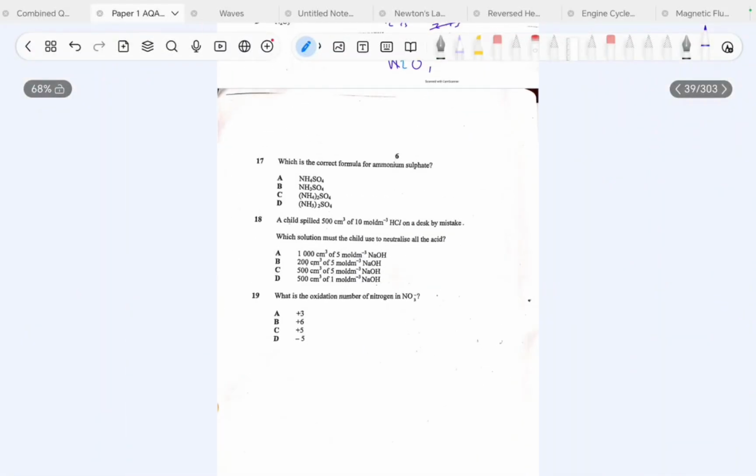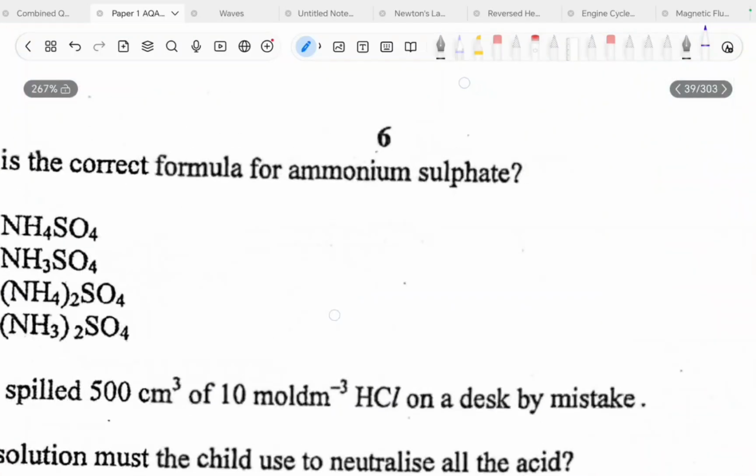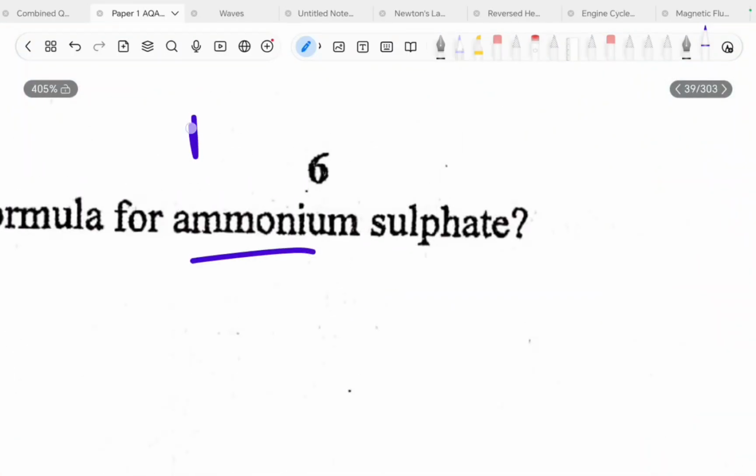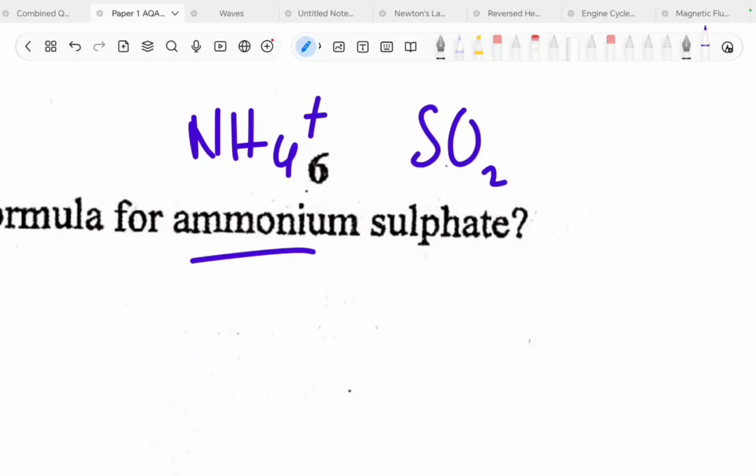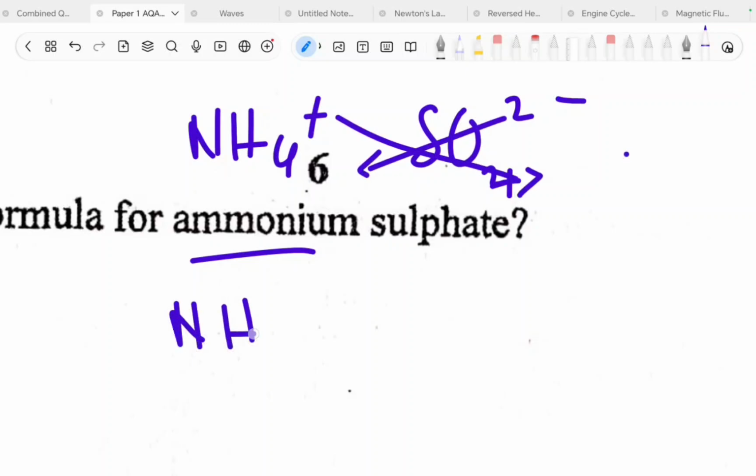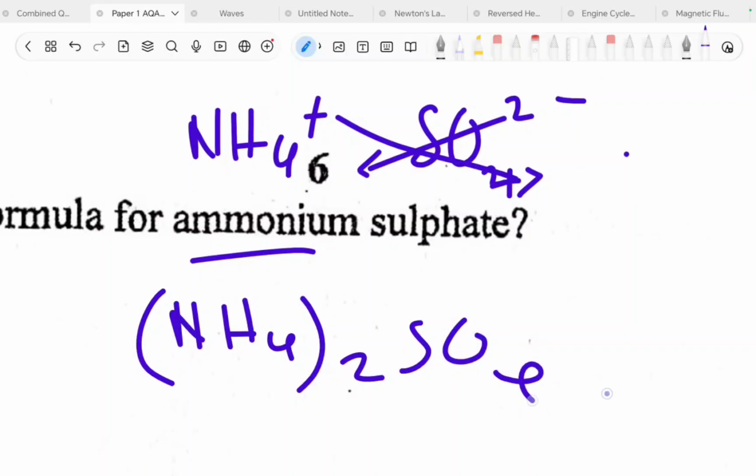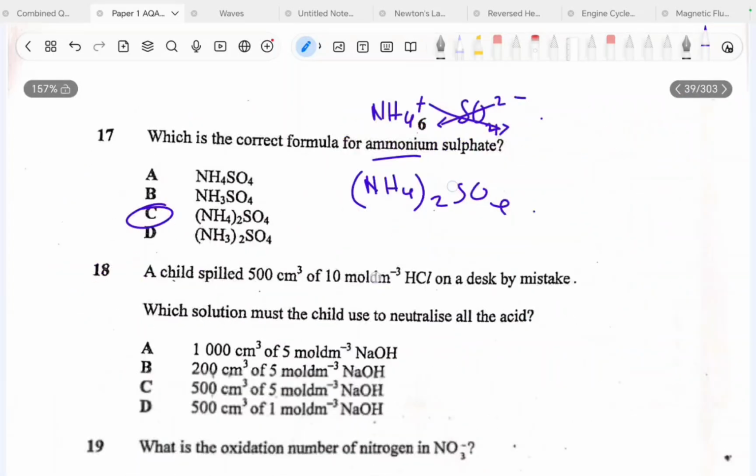Which is the correct formula for ammonium sulfate? So let's start with ammonium. What is the formula for ammonium? It's NH4 plus. What's the formula for sulfate? SO4 2 minus. And then you use the cross rule, meaning you have to bring this 2 there, bring this 1 over there. That means you have (NH4)2SO4. Look at this, answer C.